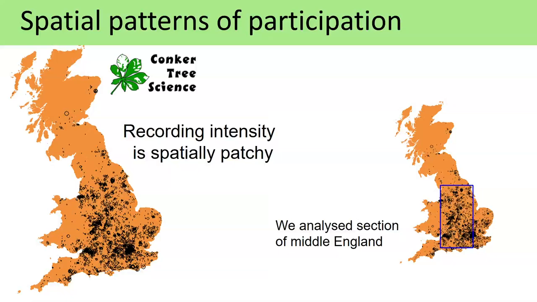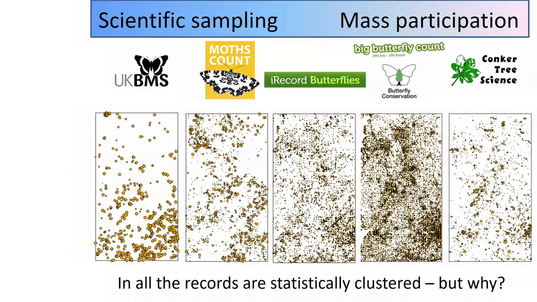And the other thing, moving on to the spatial, is that you can see that recording intensity is spatially patchy. And it's the sort of thing which, as ecologists, will look at that and go, biased. So statistically, that would be a biased spatial distribution. But just cutting out a section of Middle England for these 5 projects, you can see that actually all of these are, and statistically you can test this and show that they all are spatially patchy.